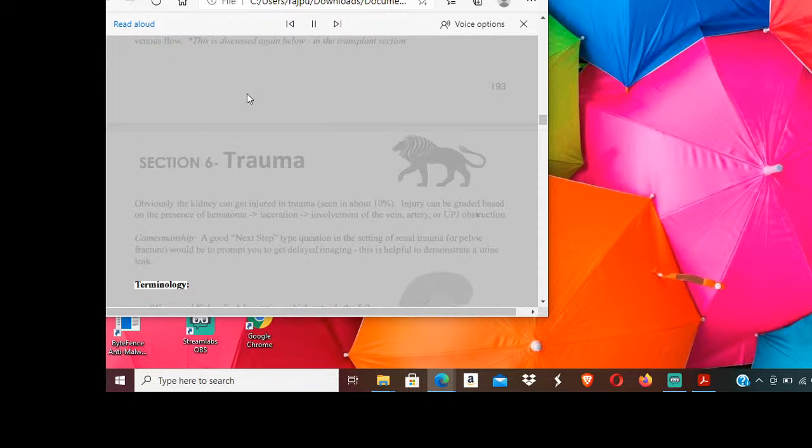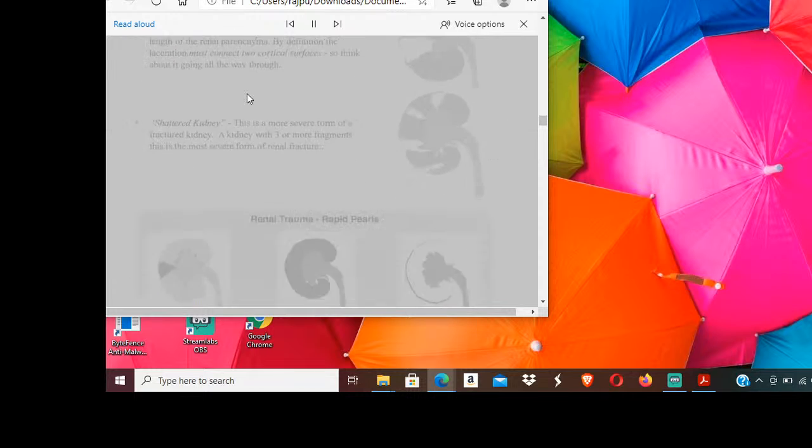Terminology. Fractured kidney, a laceration which extends the full length of the renal parenchyma. By definition, the laceration must connect two cortical surfaces, so think about it going all the way through. Shattered kidney, this is a more severe form of a fractured kidney. A kidney with 3 or more fragments, this is the most severe form of renal fracture.